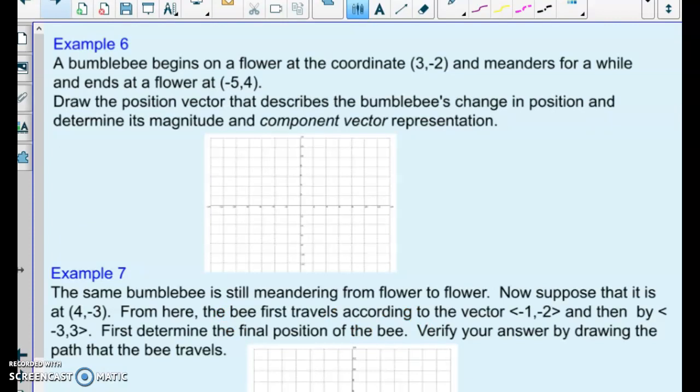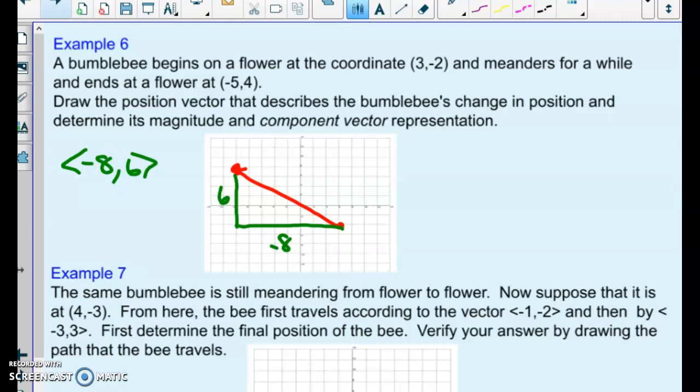A bumblebee begins on a flower at the coordinates 3, -2, and meanders for a while and ends up on a flower at -5, 4. 1, 2, 3, 4, 5. 1, 2, 3, 4. Draw a position vector that describes the bumblebee's change in position and determine its magnitude and component vector. So we're starting there, we're ending there. So if I count, my x position is changing by a value of 8 in the negative direction. My y value changes in a positive direction, up is a positive direction.